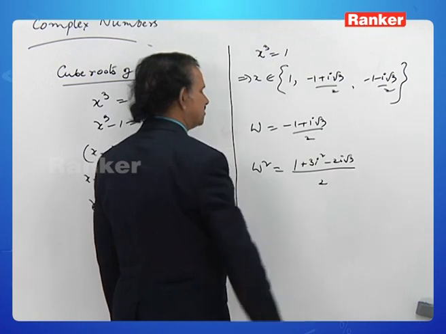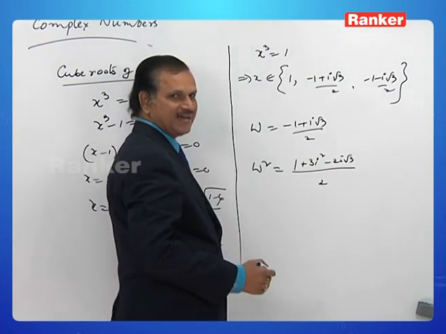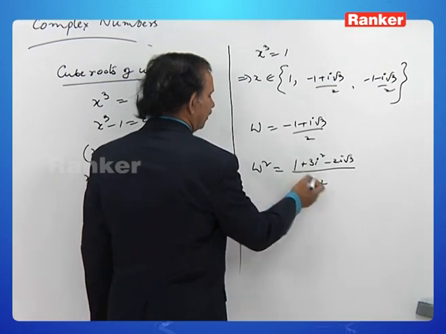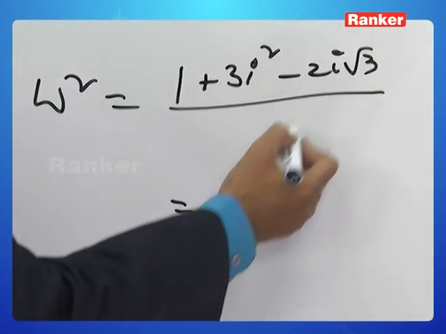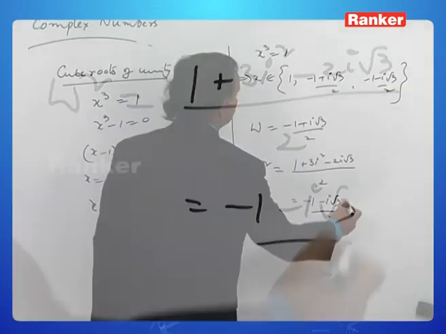What is 3i square? i square is minus 1, so 3i square is minus 3. 1 minus 3 is minus 2. Minus 2 by 2 is minus 1. Minus i root 3 by 2.